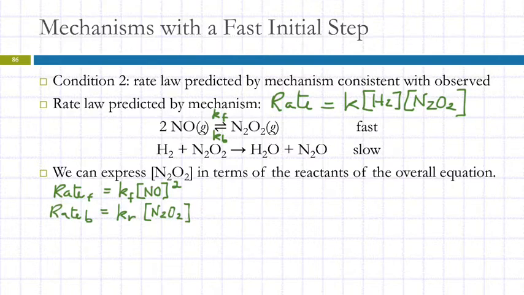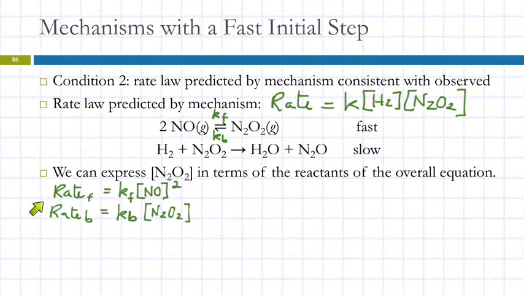Everybody okay with that? Yeah. KR, oh, it should be KB. Back and reverse, yeah. Thank you for pointing that out. We'll just extend that a little bit and make it into a B. So the rate of the back reaction is equal to the rate constant for the back reaction times the concentration of the reactants for that backwards reaction. Okay?